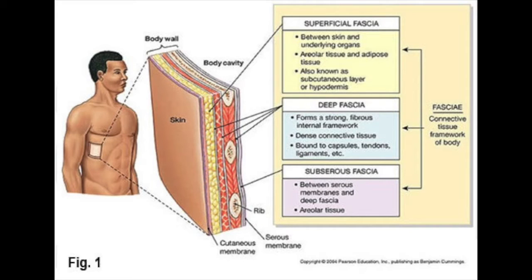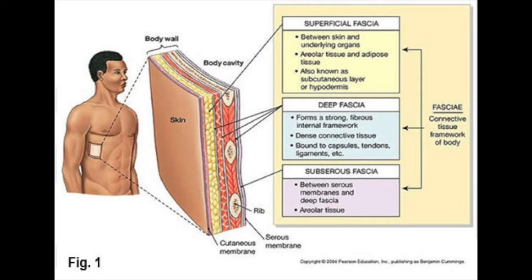That layer of fascia is between the skin and other underlying organs. And it's also known as the subcutaneous layer or hypodermis, so right under the dermis or the skin. So it gets its name because it's superficial. It's the most outward facing layer of fascia that we have.